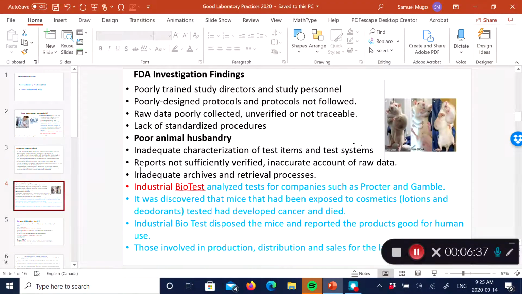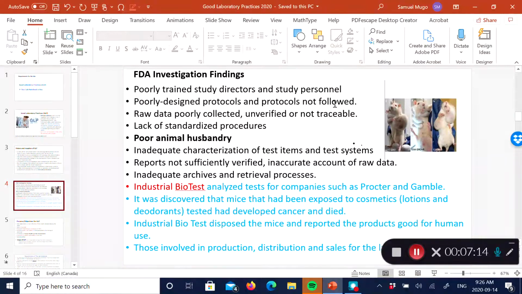The FDA realized that this company had poorly trained study directors and study personnel. In that study, they had poorly designed protocols, and the protocols were not followed. This is what we call the standard operating procedures not being followed. This was related to the fact that when you make any analytical method, typically you have to document in a very detailed way how that analytical method is done.